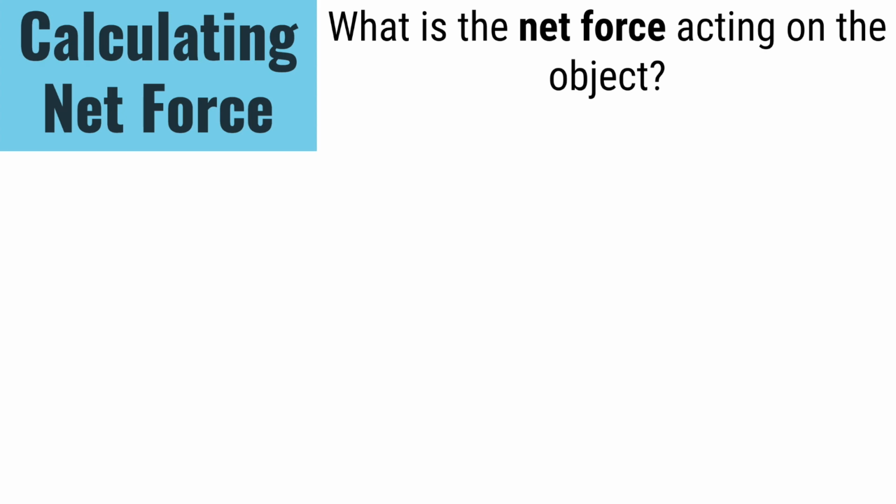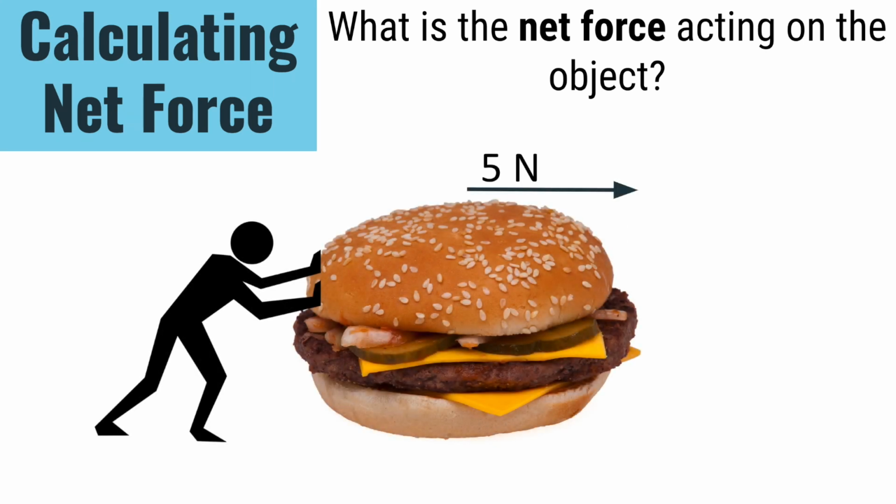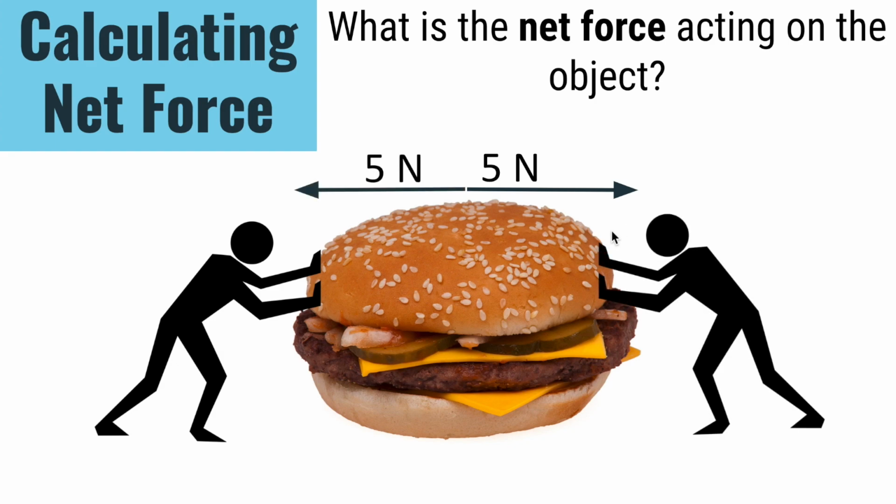The net force is the total amount of force acting on an object. It's pretty straightforward to calculate the net force when there's only one force. That is the net force. But what if there are more than one? Let's say this person pushing the hamburger is opposed by another person who's pushing on the hamburger with an equal force. We can represent this situation with 2 vectors showing equal magnitudes but opposite direction.